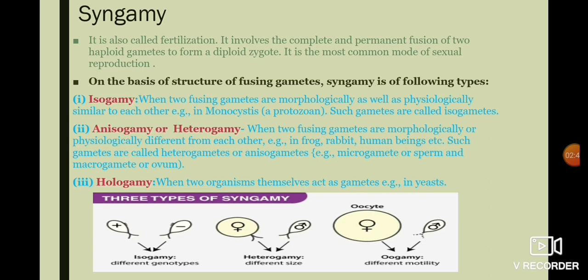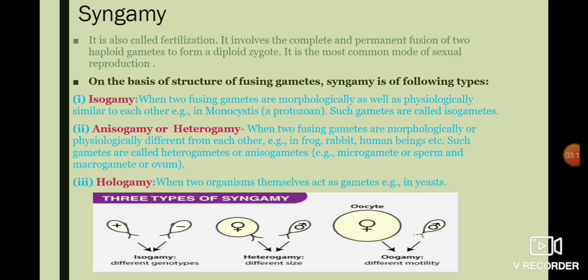Okay, now let me tell you iso. Iso means same. That means when the two fusing gametes are similar morphologically as well as physiologically. Morphologically means structurally, and physiologically means functionally. So when both of them are similar, that is isogamy. When both the gametes are more or less similar in shape, size and function, they are called isogametes.